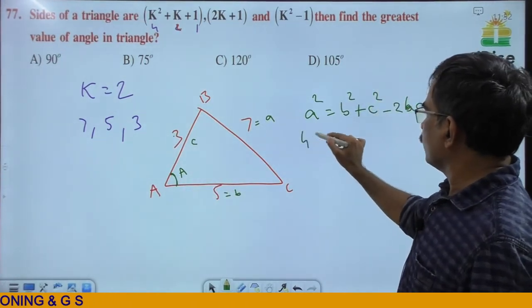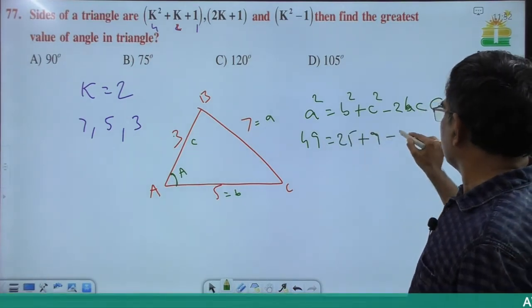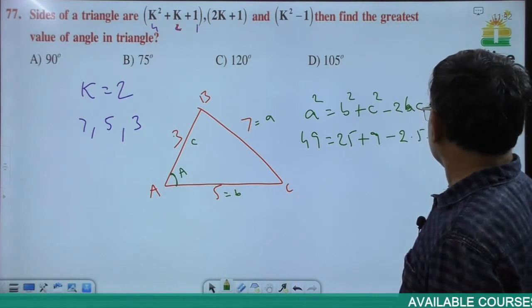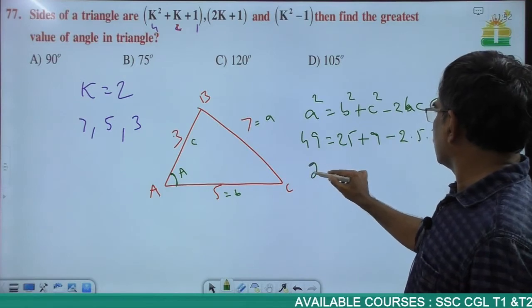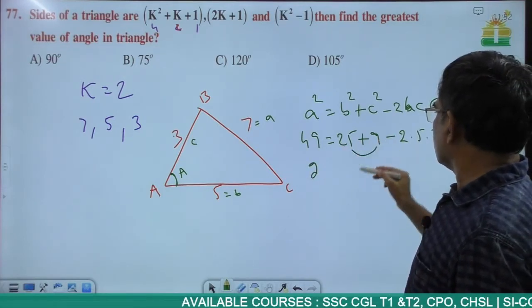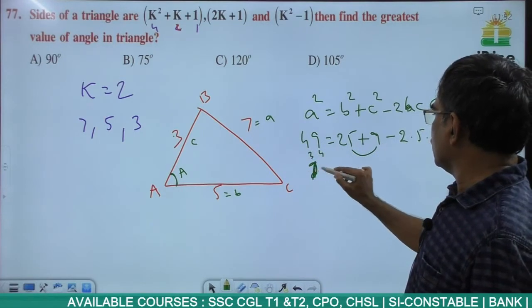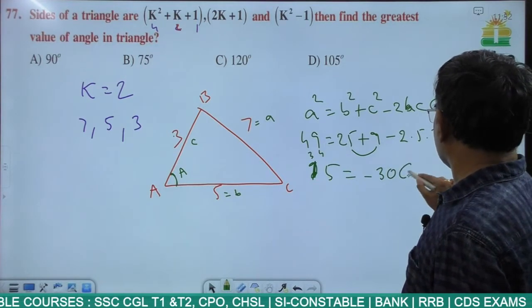a square, this is 49, b square 25, c square 9, minus 2 into b 5 into c 3 into cos A. 49 minus 25 is 24, so totally 34. 49 minus 34, which is equal to 15, is equal to minus 30 cos A.